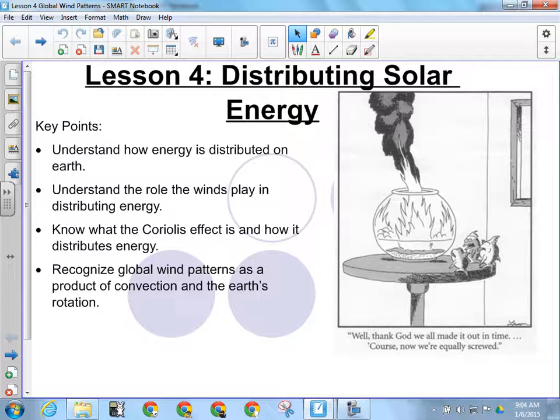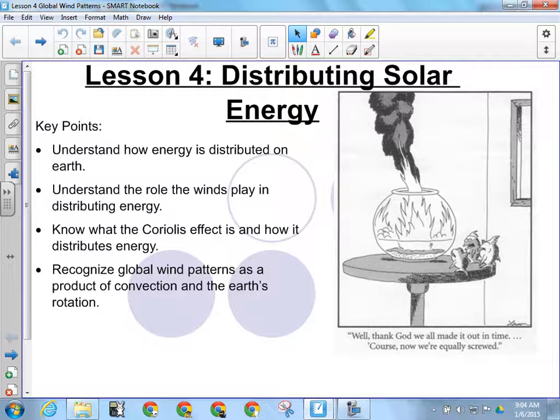We have to look at something called the Coriolis Effect. The Coriolis Effect is something that causes a deflection of winds, and it has to do with a combination of wind and air trying to move one direction, but the Earth spinning underneath it as it tries to do that. All right, everyone follow me there?